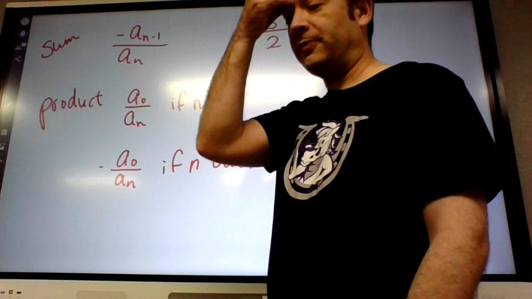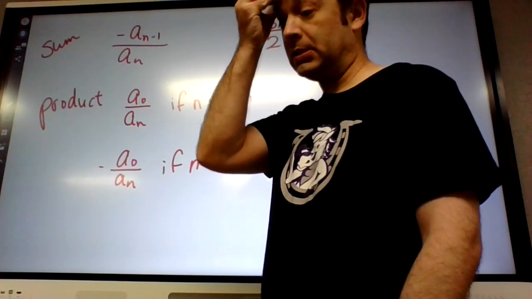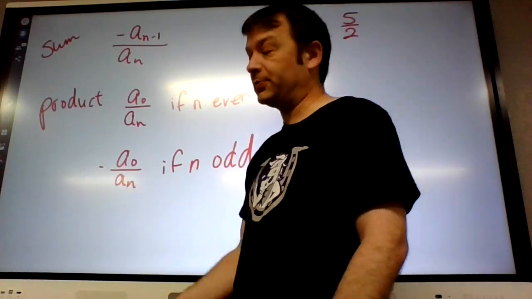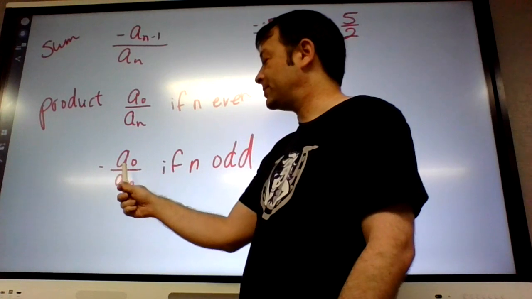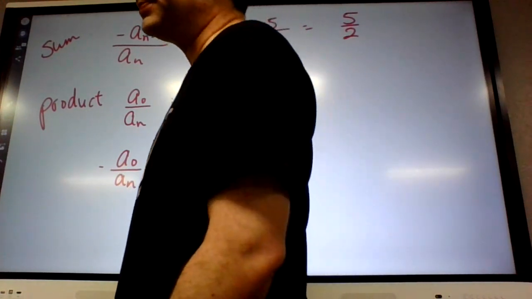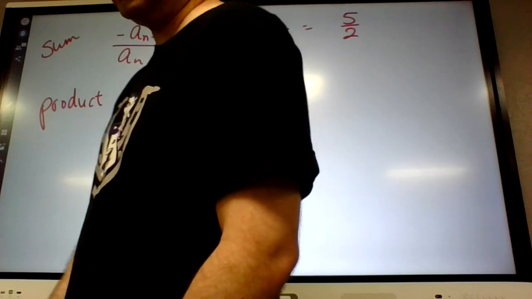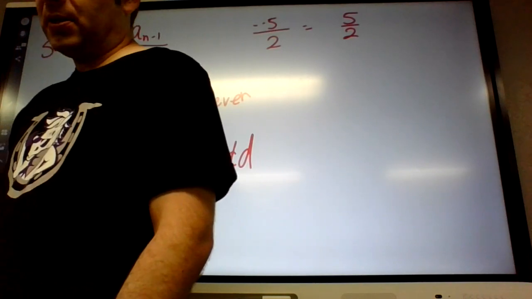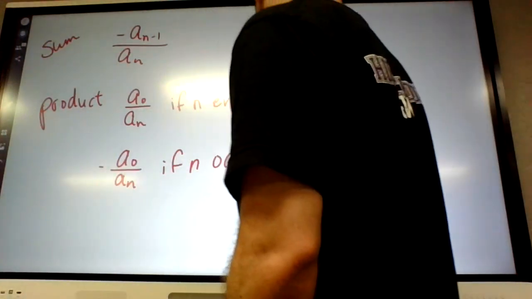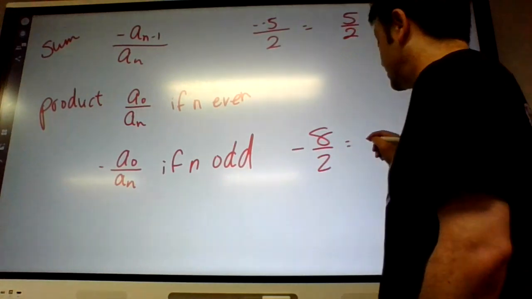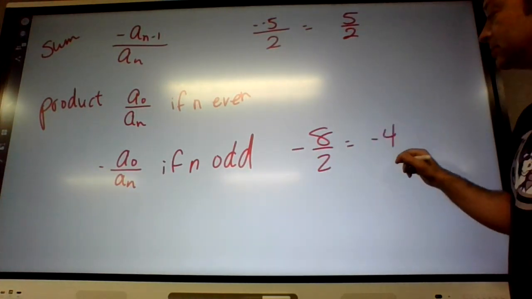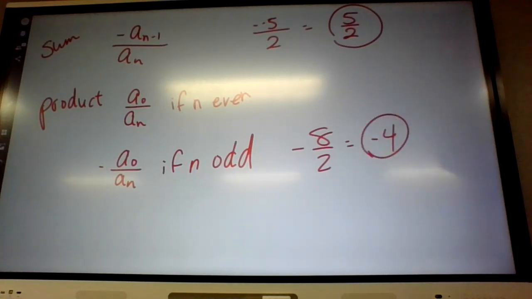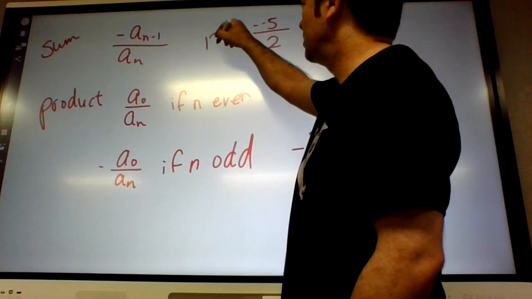Is the degree on 12 odd or even? Odd. So we need to throw a negative in front of this one. So a sub 0 stood for the last coefficient over the first coefficient. What's the degree again? It's the highest power. Highest power is 3. Okay, so the last coefficient is 8, the first coefficient is 2, but we have to throw a negative out in front. So it's -4. That's 12.